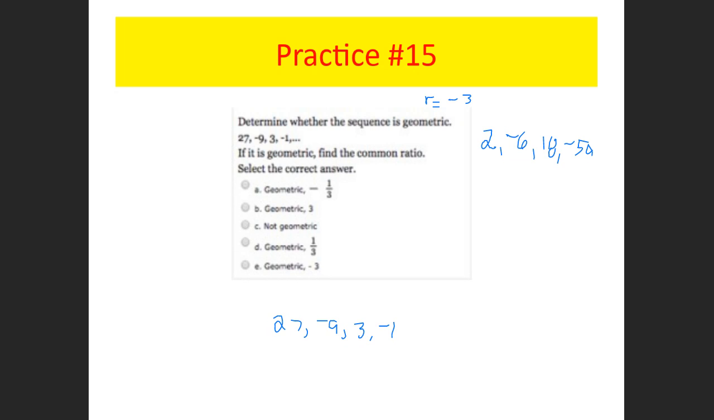So in this problem, if I did -1 divided by 3, or 3 divided by -9, or -9 divided by 27, what's my ratio? -1/3. 3 over -9, -1/3. -9 over 27, -1/3. This is a geometric sequence, and my ratio is -1/3. So finding if something is a geometric sequence is fairly easy to do. Finding the ratio is also very easy to do.